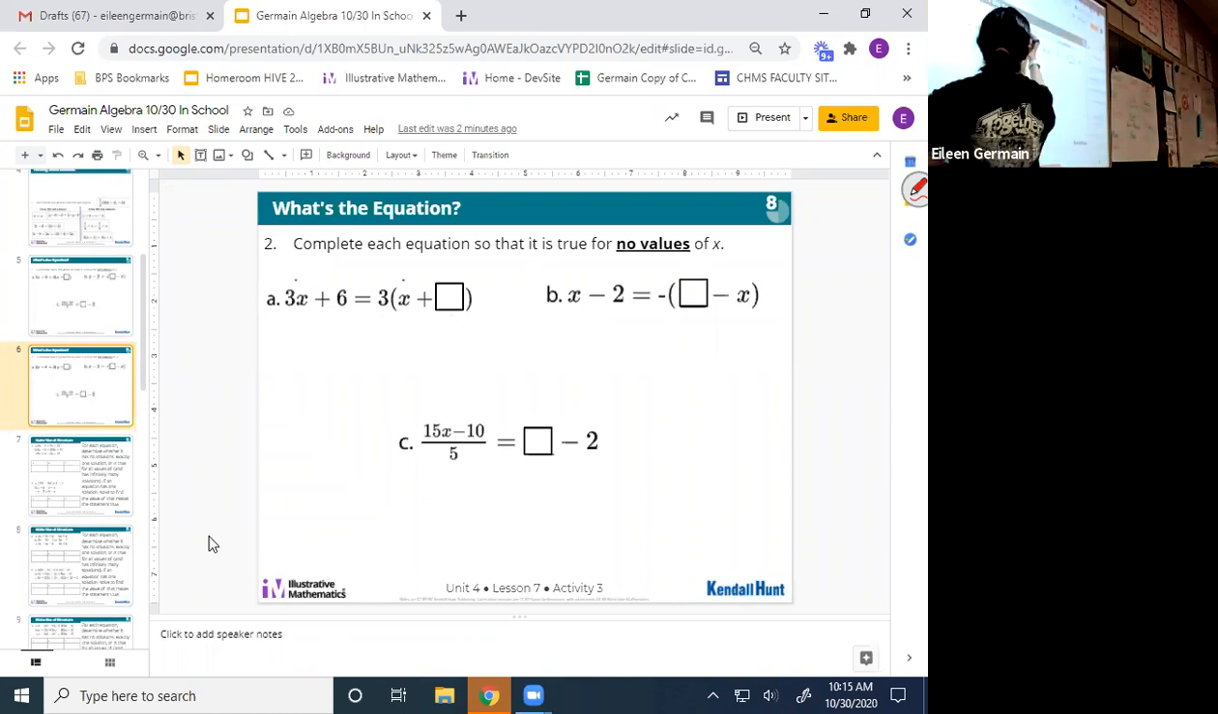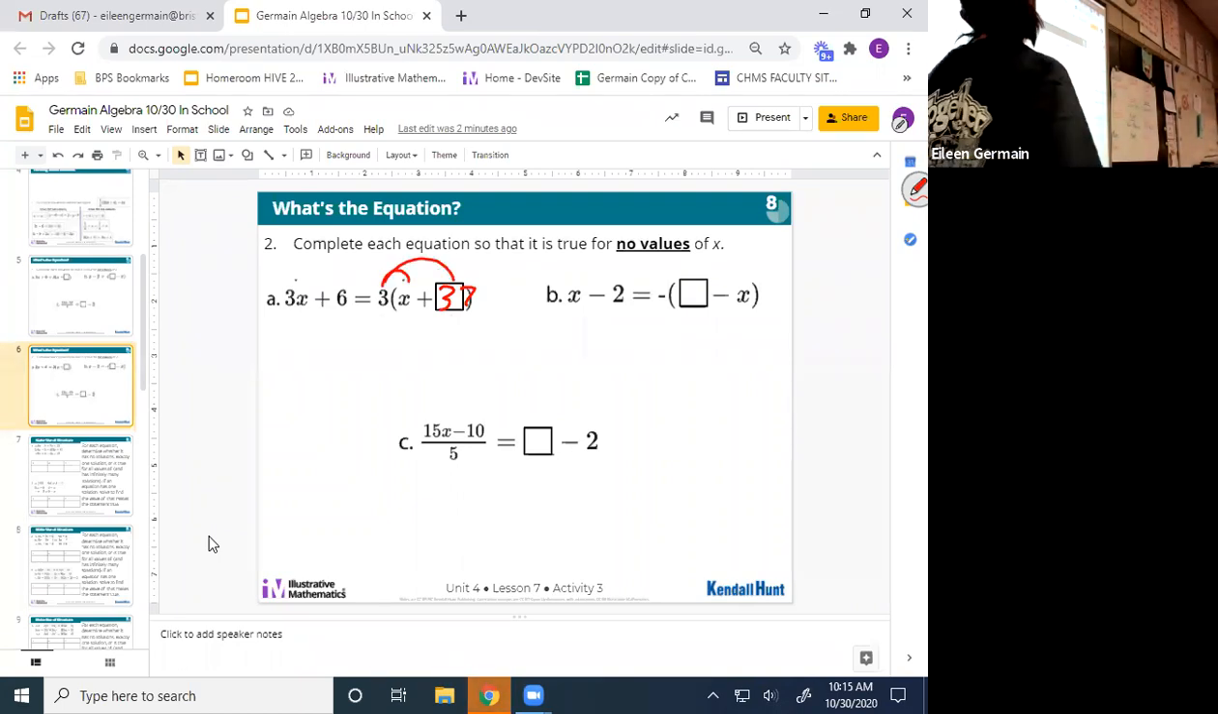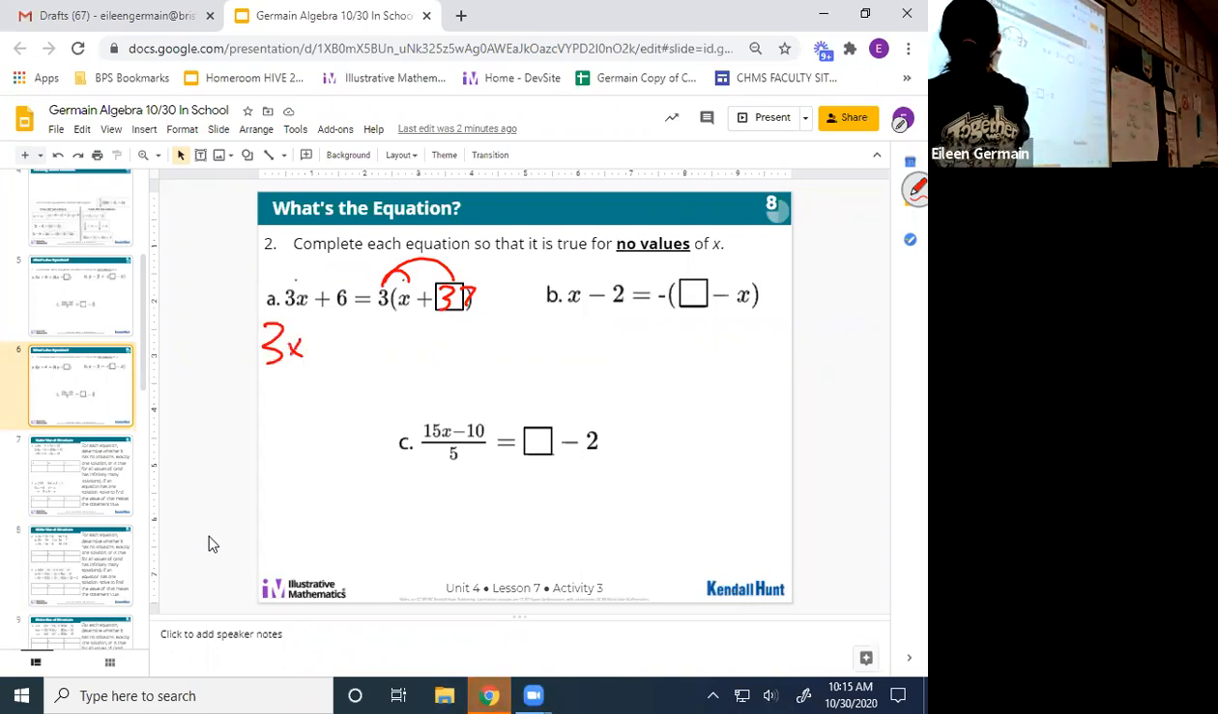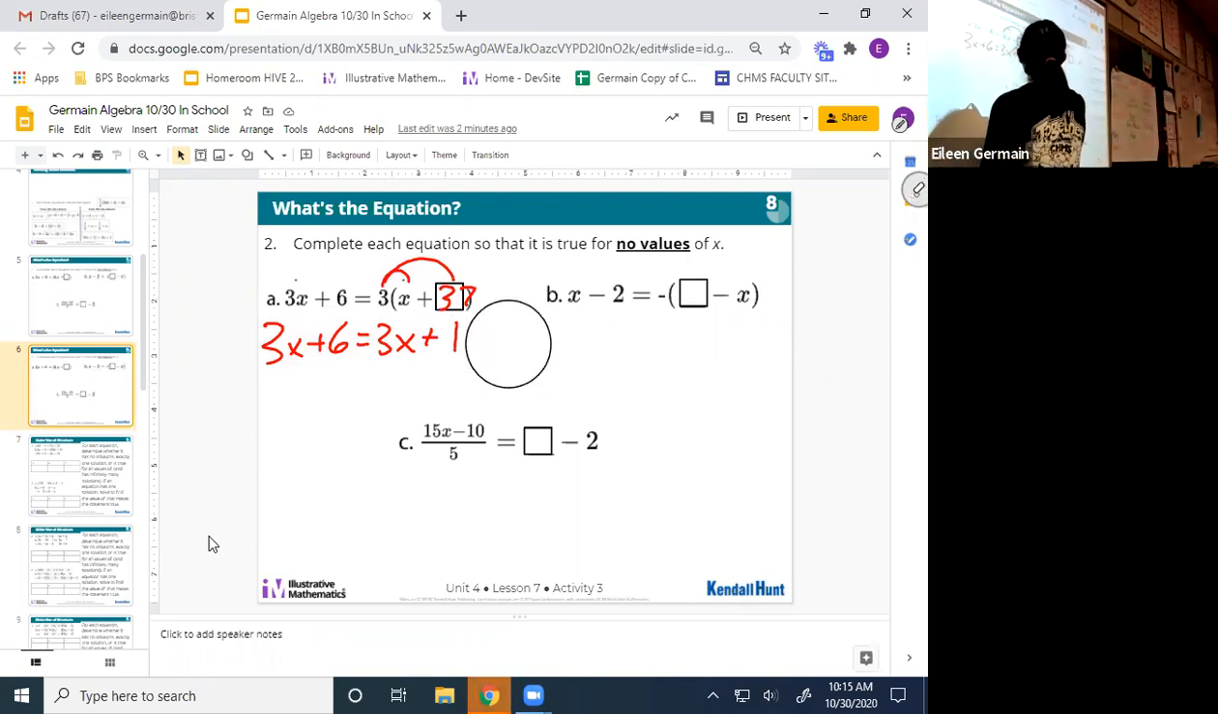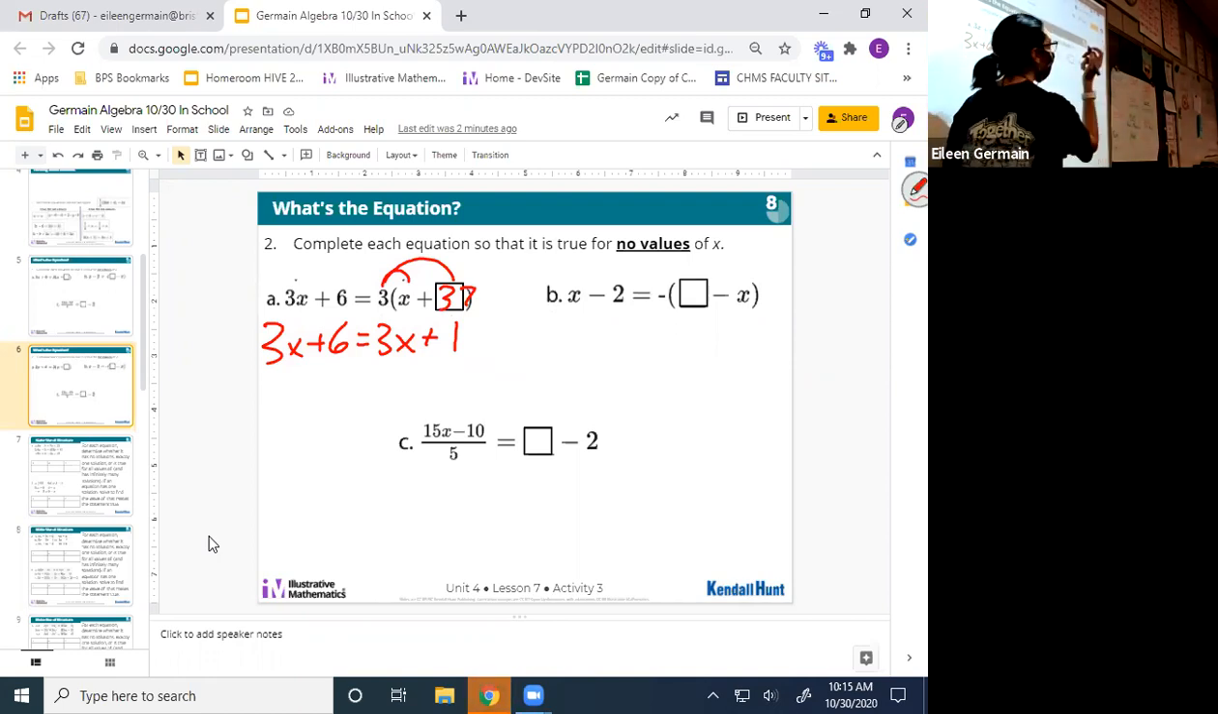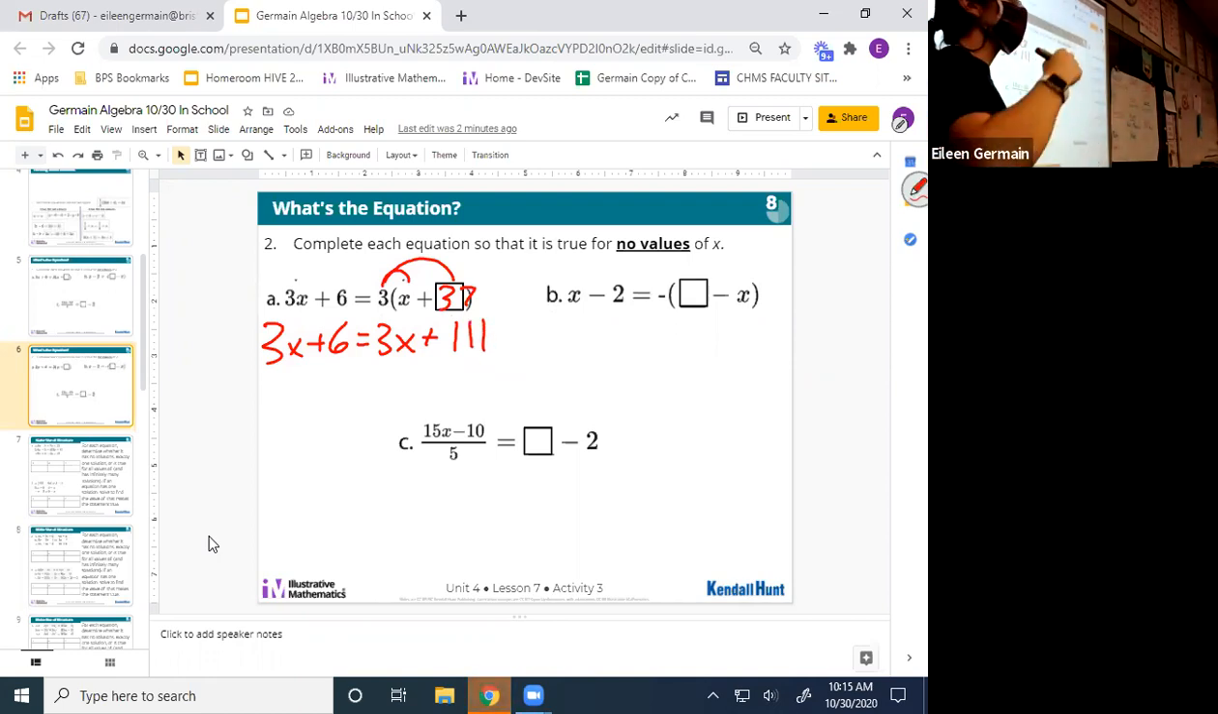37. 37? Okay, because if I were to distribute this 3, you picked a crazy number there, dude. We would get 3x plus 6 is equal to 3x plus 21 plus 90 is 101. Someone check me. 111. Close. Oh, put 20. So close. Okay, good. 37 works.